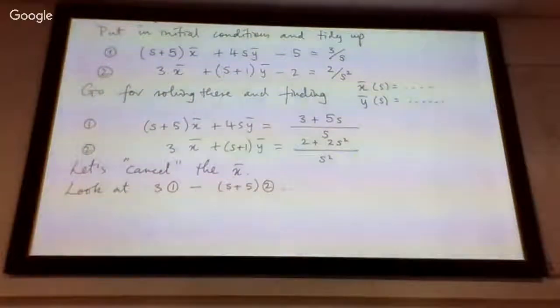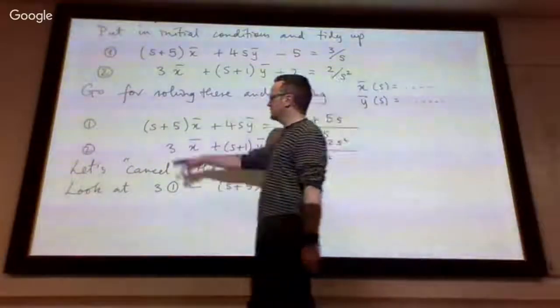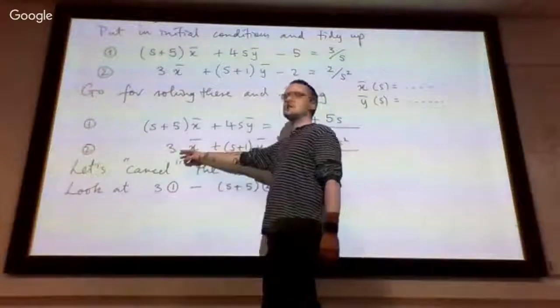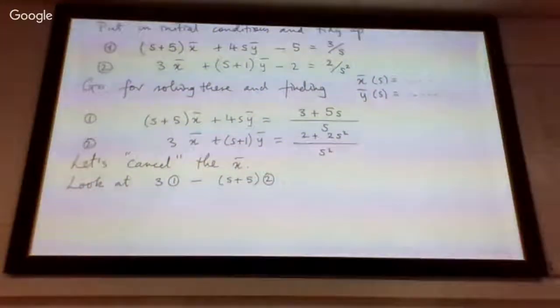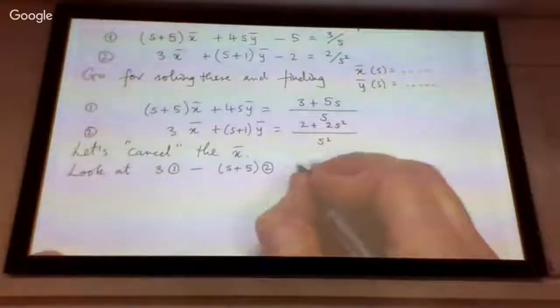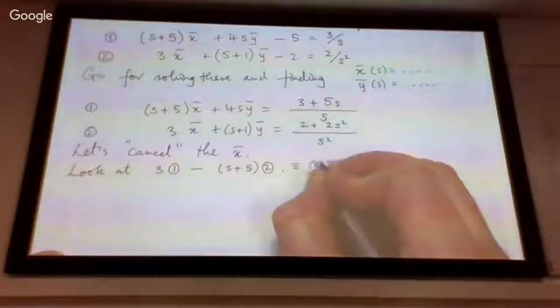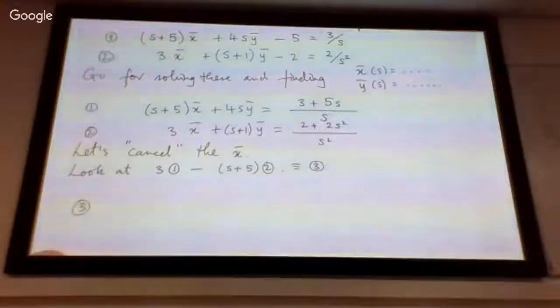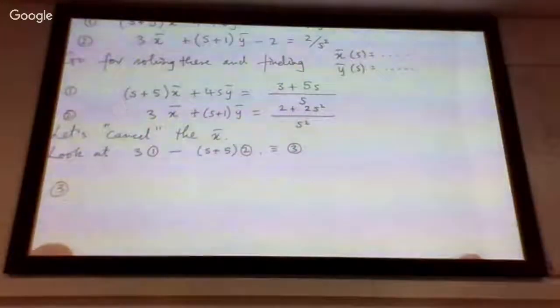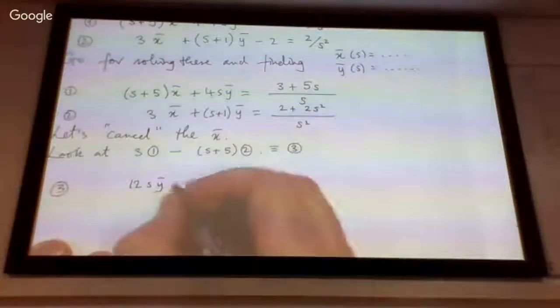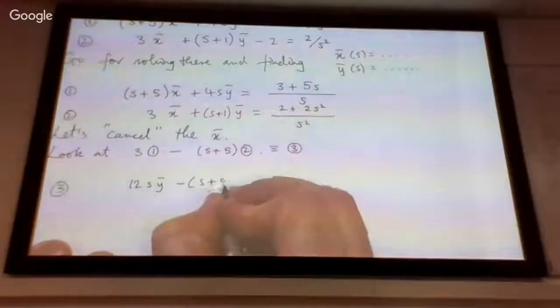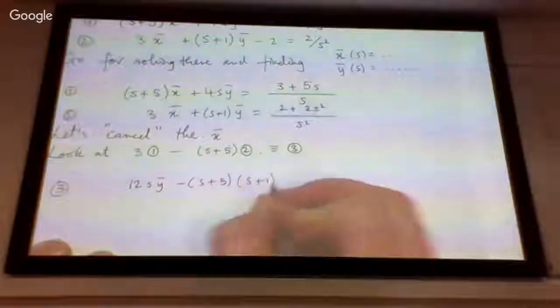If we look at that combination of equations, then the x bars will no longer be there, because we'll have 3 times s plus 5 minus s plus 5 times 3 times x bars. So there won't actually be any x bars. So we'll call this equation 3. So equation 3 is, well, there's no x bars, and I have 12s y bar minus s plus 5 times s plus 1 y bar.